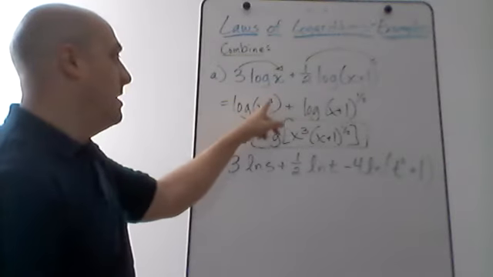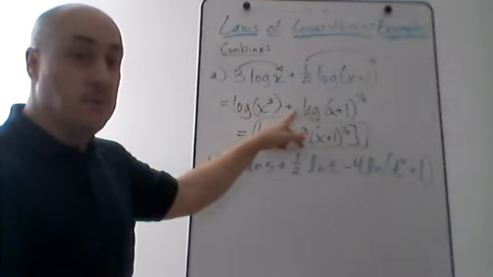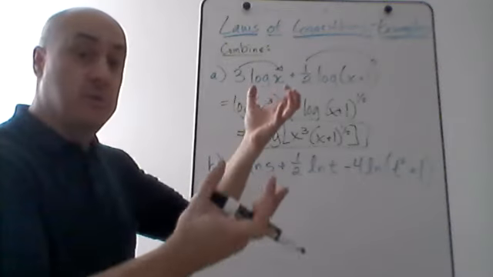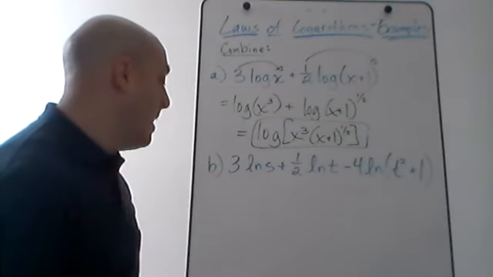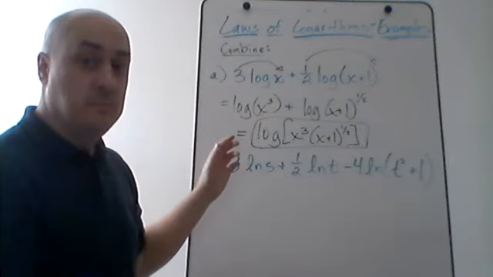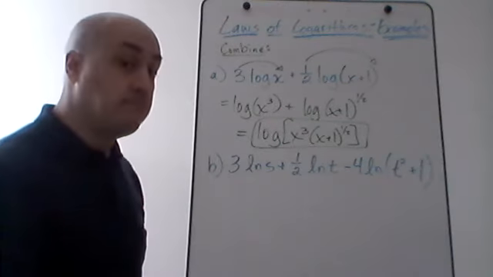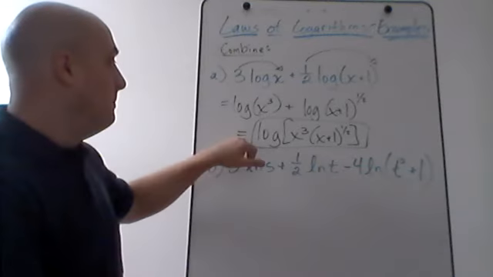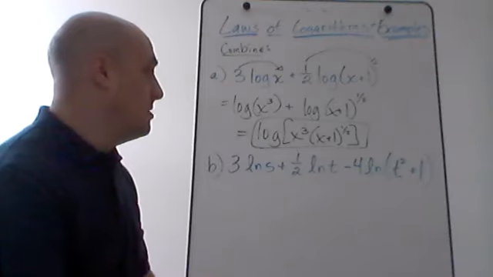When I have addition, that tells me to take these 2 arguments here and multiply them together. The other option was, if that was subtraction, I would take the 2 and divide them, put them into a fraction. That's basically it as far as combining logarithmic expressions. Numbers in front move to the exponent, and then you either multiply if there's addition or you divide if you have subtraction. That's it. All right, so that's our combined form of this original expression that we had up here.